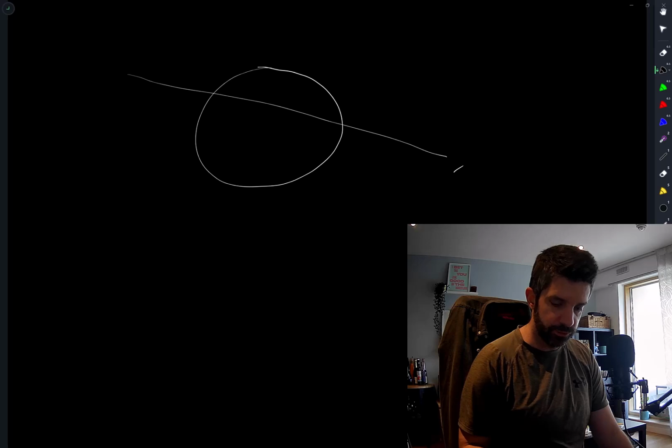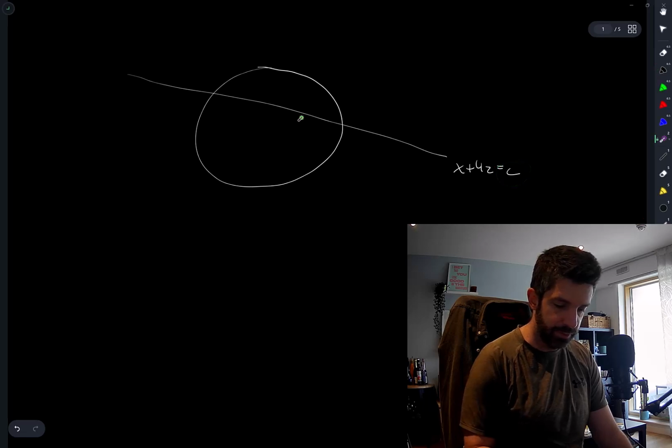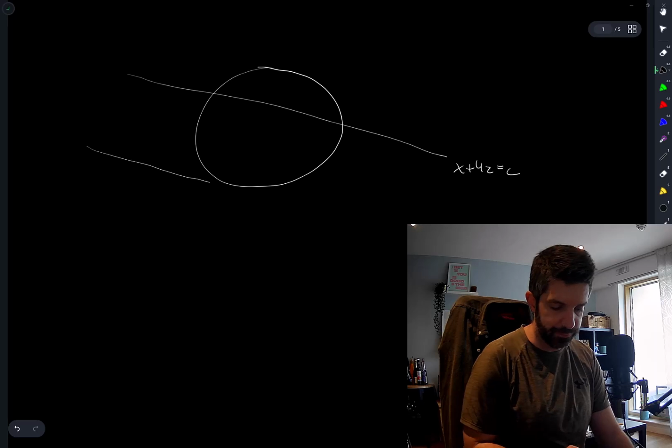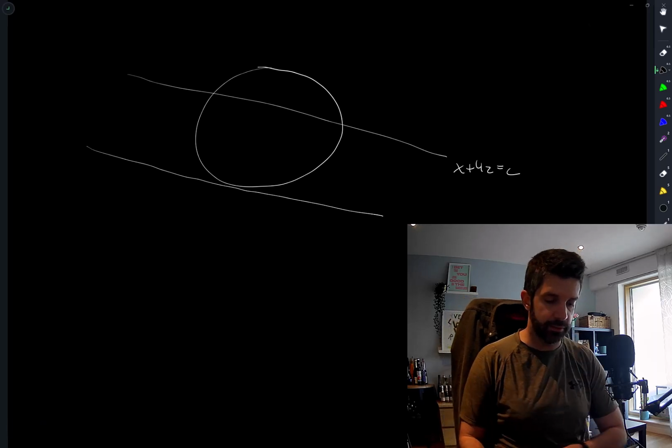So I'll say that this is x plus 4z is equal to a constant. Now, as I change this constant c, the plane simply shifts itself. It translates. And what I want to do is find the value of c as small as possible, such that when I translate the plane, it still intersects the sphere. So that, of course, is going to happen when I intersect.